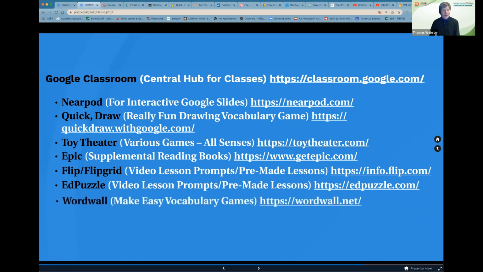I'll show you those. And finally, WordWall is a fun one where you can take easy game templates, and you can customize it to your own vocabulary. Whatever your vocabulary is, you can put it into these games, and it's really quick and easy to make. Okay, so let me show you some of these real quick.